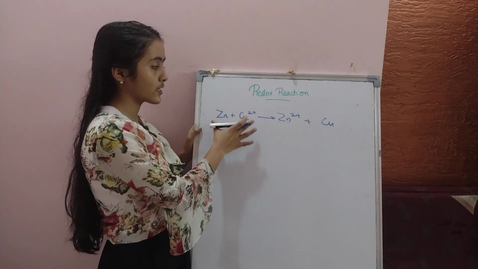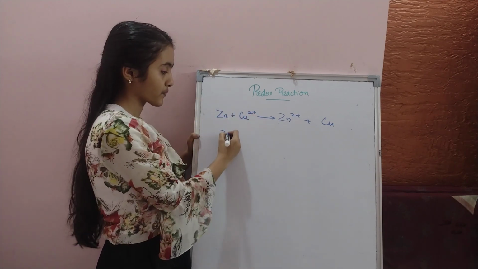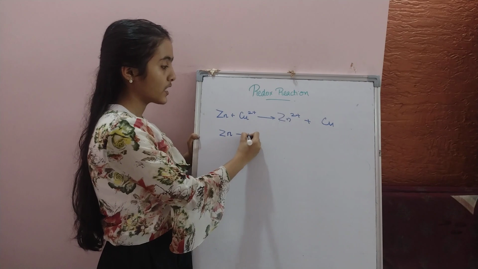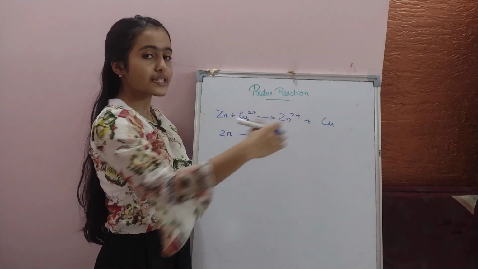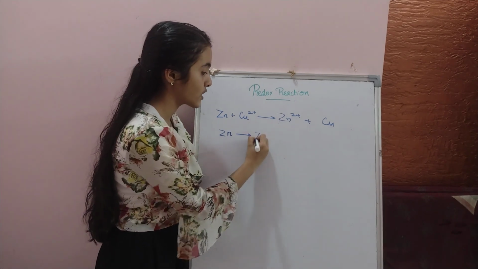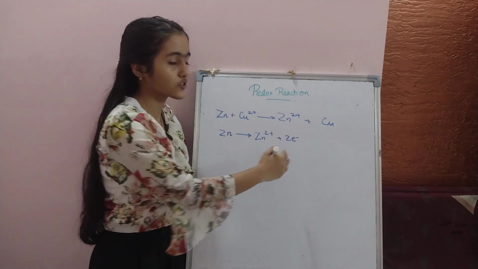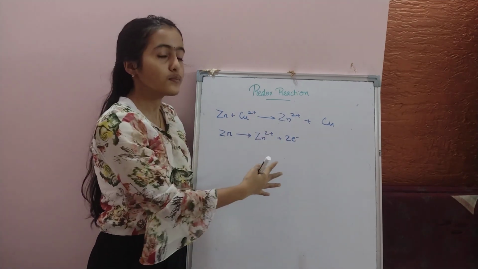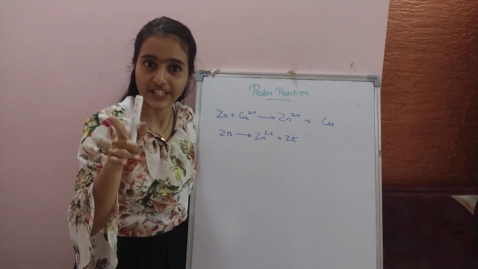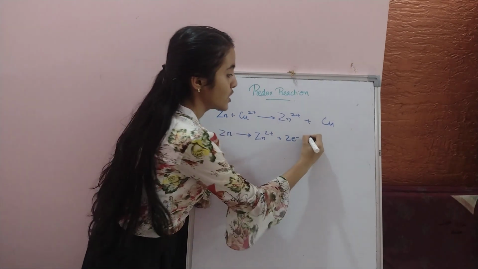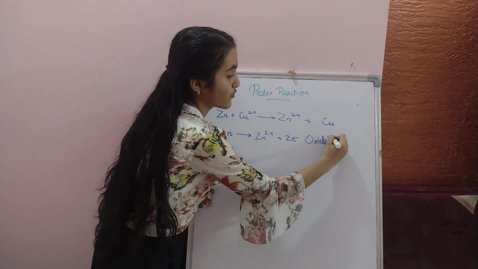First, in our reactant side we have zinc and copper ion. First we are taking zinc. Zinc should be converted into Zn2+. How? Zn2+ means it is losing 2 electrons, right? So zinc loses 2 electrons and becomes Zn2+. Losing of electrons, what is the reaction called? Oxidation. Oxidation is the loss of electrons. So this is an oxidation reaction. Actually, this is called the oxidation half reaction.